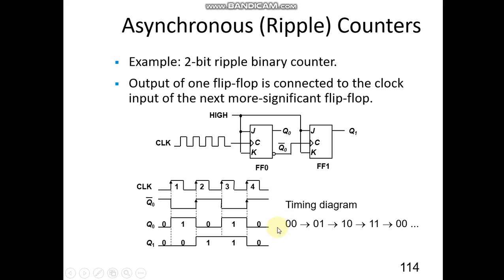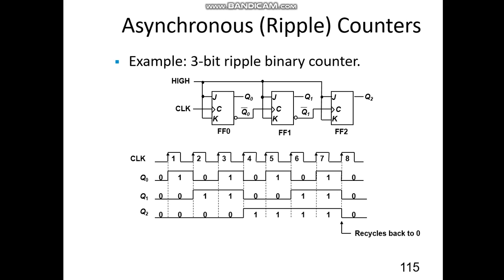In the timing diagram, initially it will be 00. Here we are giving 1 to J and K, and if J and K are 1 it will toggle. Initially it will be 0, then the second value will be 1. So this clock pulse will enable, and 00, 01, 10, 11 and 00 will be produced at the output. After 00 it will again be 01. This is how the ripple counter continuously counts.